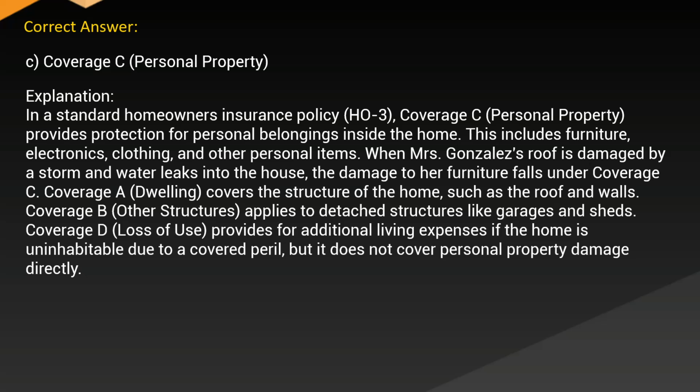falls under Coverage C. Coverage A, dwelling, covers the structure of the home, such as the roof and walls. Coverage B, other structures, applies to detached structures like garages and sheds. Coverage D, loss of use, provides for additional living expenses if the home is uninhabitable due to a covered peril, but it does not cover personal property damage directly.